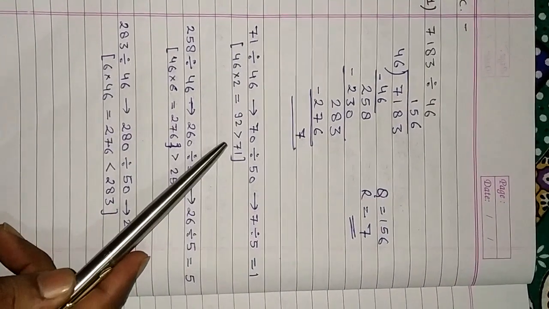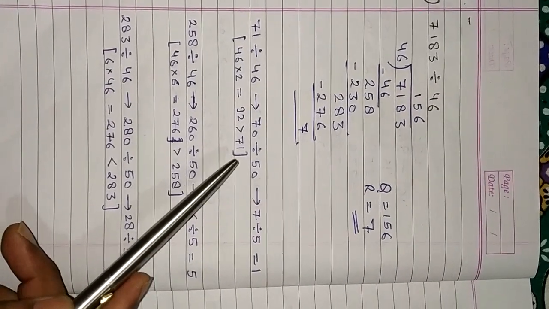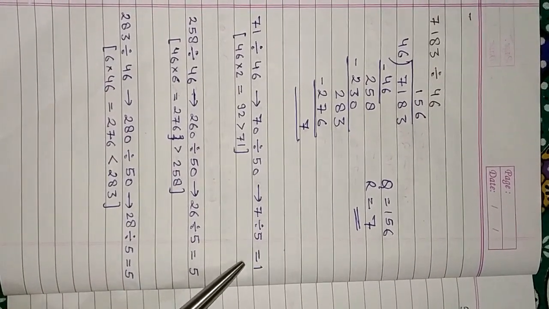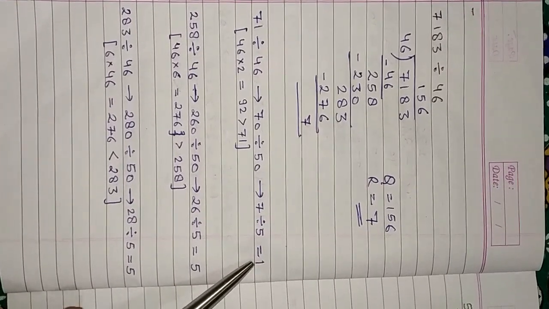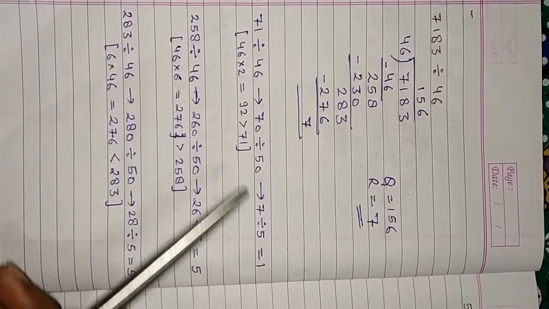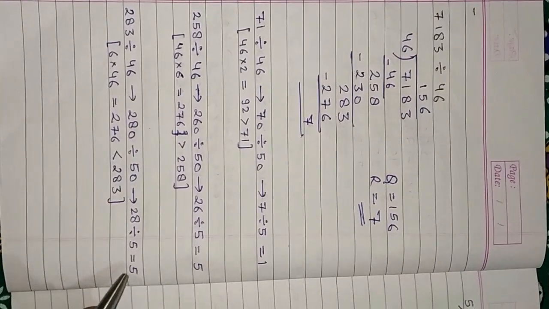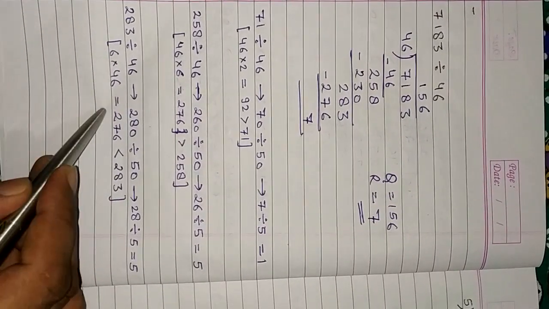In every rounding, we have to check a number greater than the estimating quotient. Okay, here the estimating quotient is 1, so we have to check for 2. Here 5, we have to check for 6. Here is also 5, we have to check for 6.